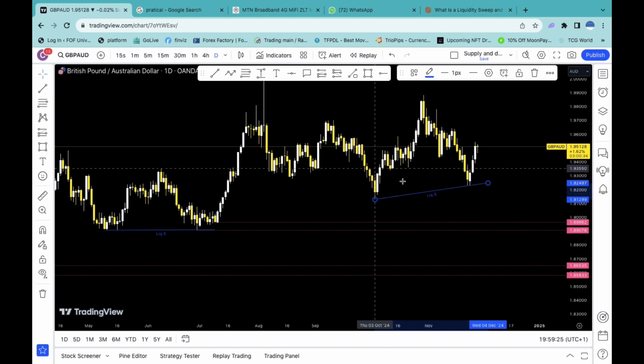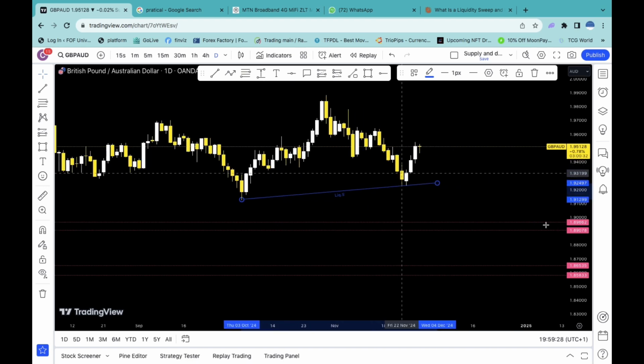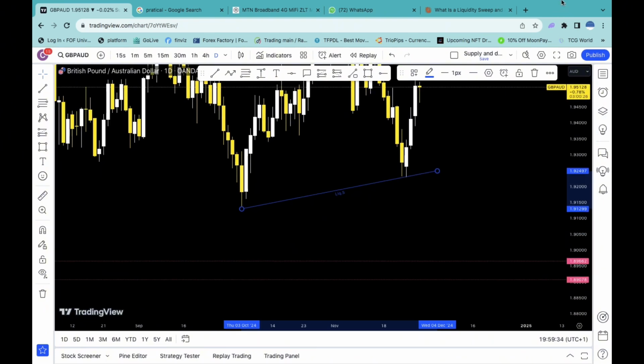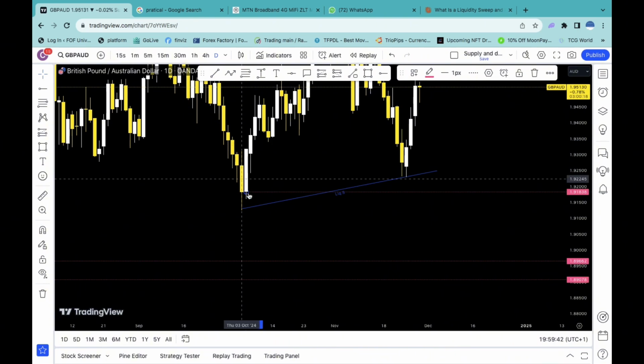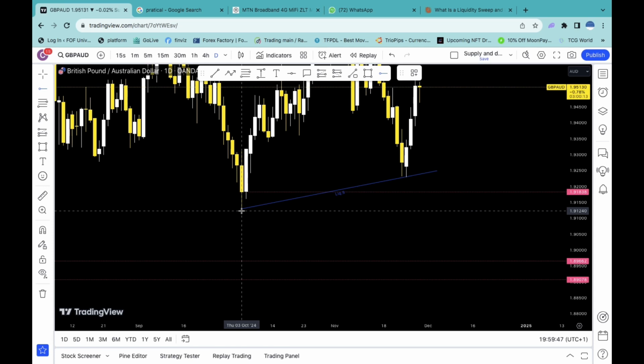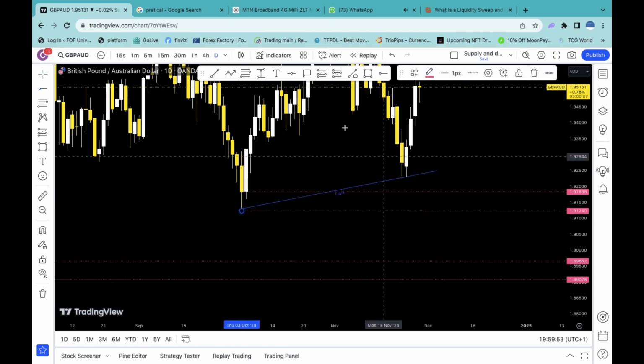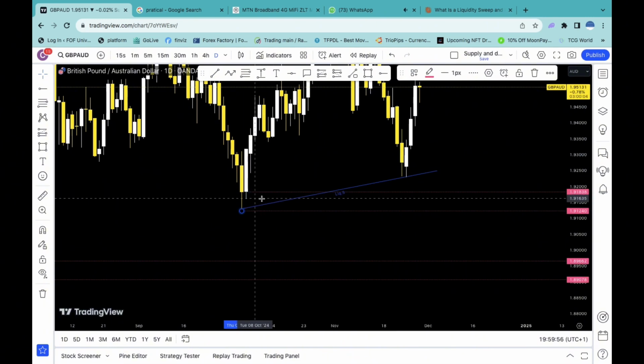Now let's use this as POI. Now look here, this is POI because when price came here, it reacted. So we're anticipating that price will come back, and it ranged. This is the daily time frame, and you know that a higher time frame wick is a lower time frame range. So price ranged here, and I take this as POI.